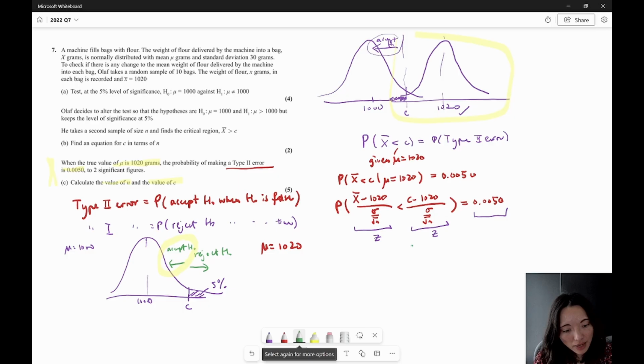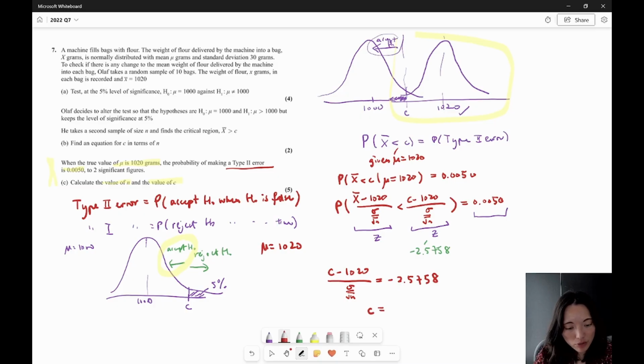So this value, minus 2.5758, is what I'm going to take back to my question. I said earlier that this value is minus 2.5758. So I'm now able to say that C minus 1020 over sigma over root n equals minus 2.5758. Again, I'm going to write down an expression of C in terms of n. So C equals, rearranging all the terms, 1020 minus 2.5758 times sigma, where sigma is 30, times 30 over root n. So that's one expression of C in terms of n.